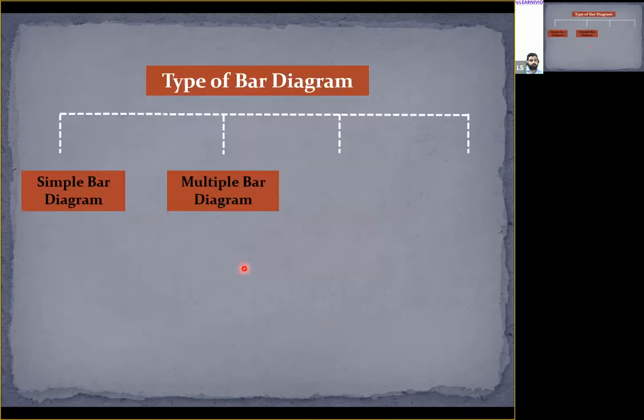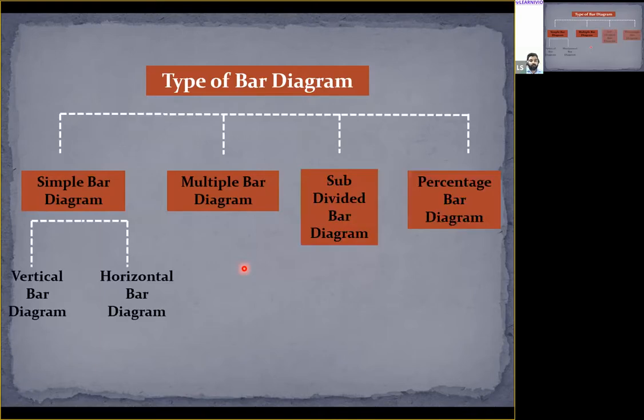All right. Now let's move to the next slide, wherein bar diagrams has been further categorized into 4 parts. Bar diagram can be a simple bar diagram or a multiple bar diagram. It can be a subdivided bar diagram or percentage bar diagram. Bar diagram can be of 4 types: simple, multiple, subdivided, percentage. So simple bar diagram is also categorized into two parts, vertical bar diagram and horizontal bar diagram. So that we have already understood in the previous slides.